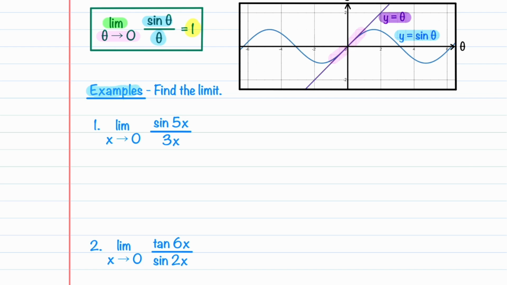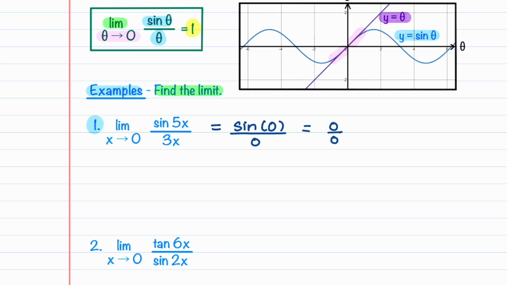Let's now walk through some examples where we are going to find the given limit. Here's our first example. We want to find the limit of sine of 5x divided by 3x as x approaches 0. The first thing that you always want to do whenever you're given a limit is substitute in the value. So let's go ahead and do that. If we let x be 0, we get sine of 0 all divided by 0. Sine of 0 is 0, so this limit is 0 over 0, which is called an indeterminate form.